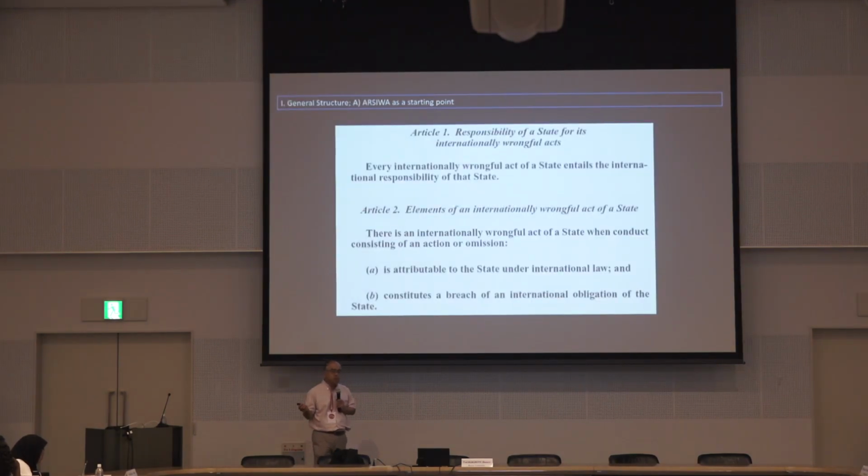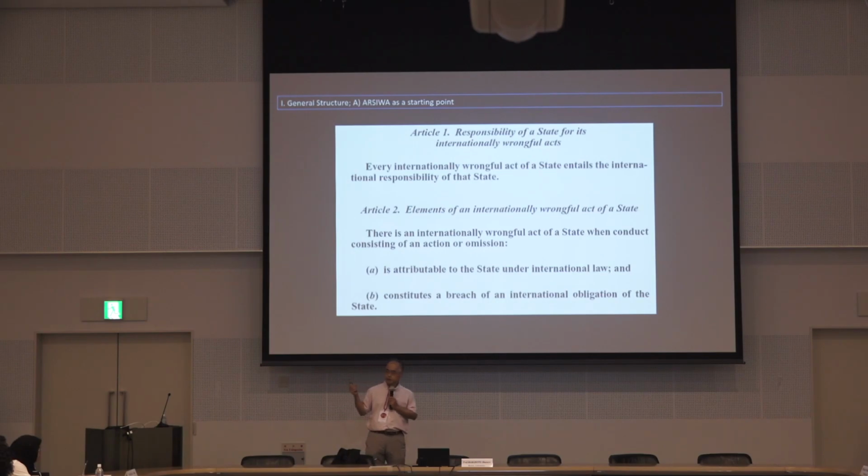First of all, this article considerably simplifies questions. Article 1: every internationally wrongful act of a state entails the international responsibility of that state. An internationally wrongful act, which means an internationally unlawful act under international law, entails responsibility. Wrongful act, responsibility. One-to-one relations. It's quite simple.